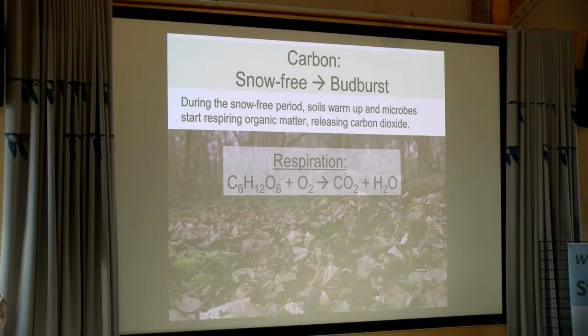This is what I had mentioned earlier. During a snow-free period in the middle of winter, if that starts up and you have an abundant amount of sunlight coming into the forest floor, those warm, dark soils are going to absorb that solar radiation and warm up. The microbes are going to start respiring.